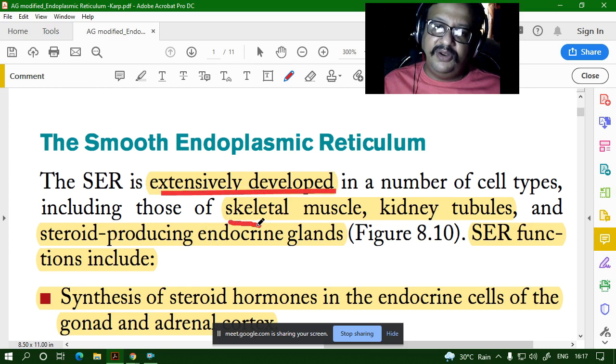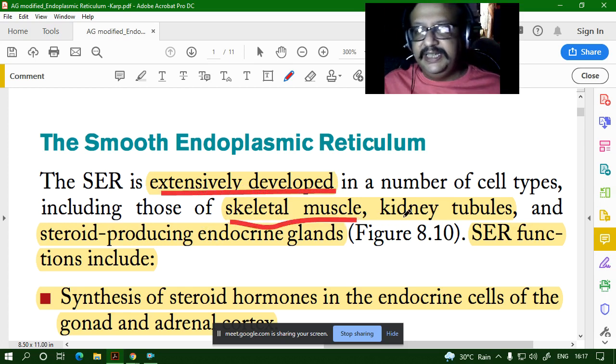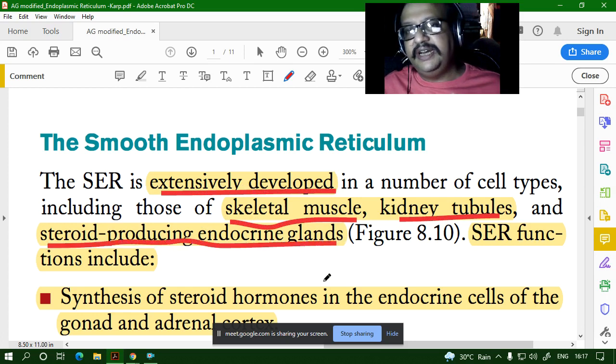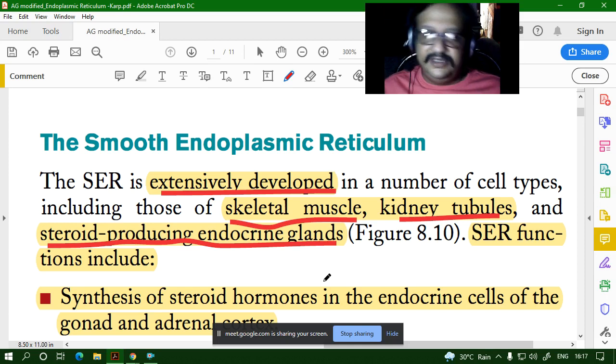For example, you find them a lot in the skeletal muscles, in kidney tubules, and in steroid producing endocrine glands. So what are endocrine glands? Endocrine glands don't have any ducts. Endocrine glands like your thyroid gland, your pancreatic islets of Langerhans, your adrenal gland, pituitary glands, they don't have any duct or pipe through which hormones are secreted. So in these cells you find lots of this smooth endoplasmic reticulum.